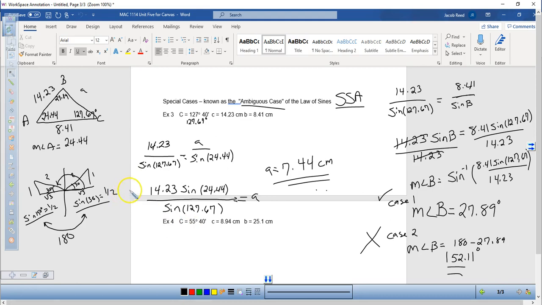So just to recap what we've done, A is 7.44, we know B is 8.41, C is 14.23. We know that angle A is 24.44, angle B is 27.89, case 2 does not exist. And then we have our given angle C. Checking geometric accuracy, the largest angle is across from the largest side, and the smallest angle and the smallest side are across from each other. So everything worked out just like it should.